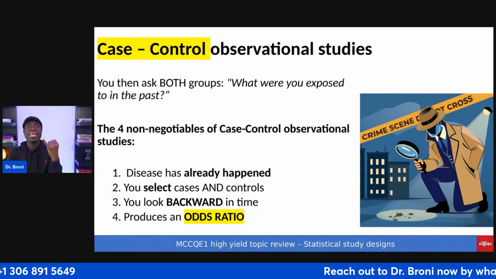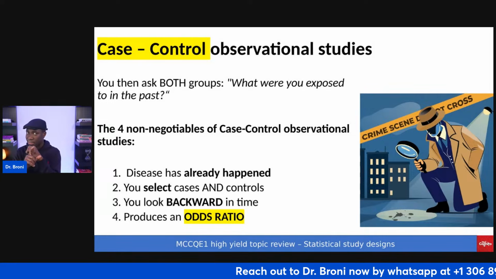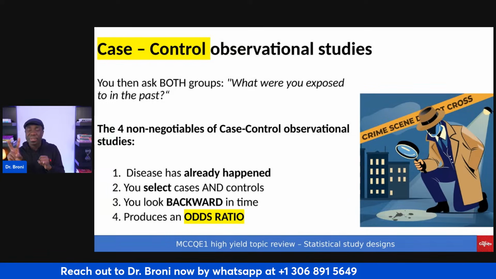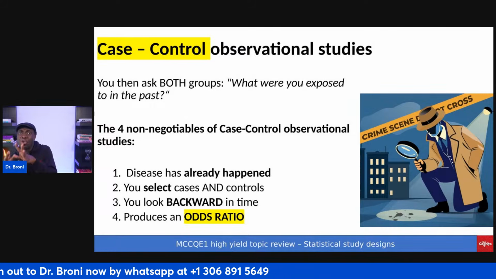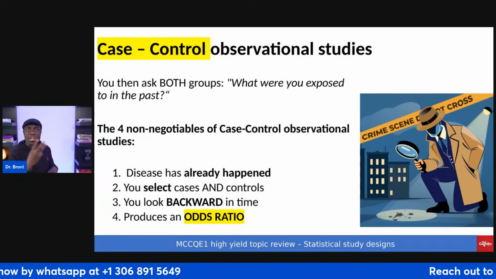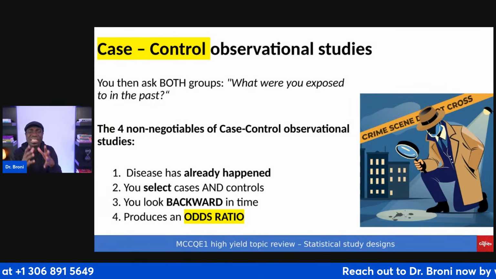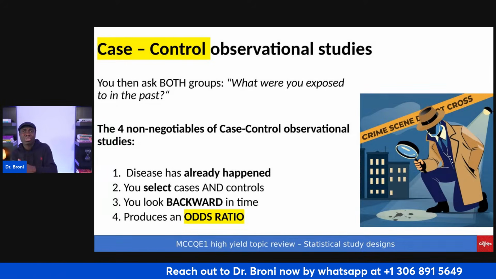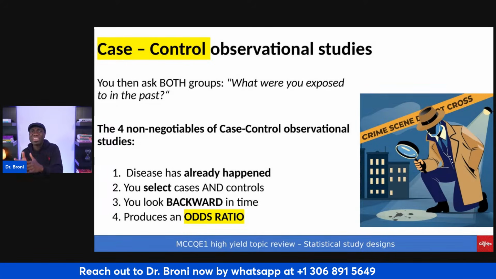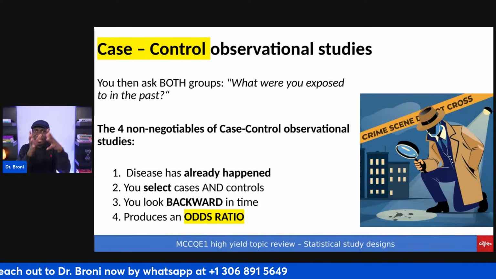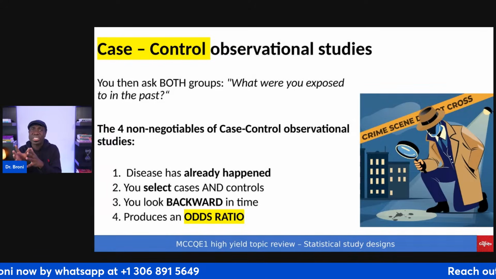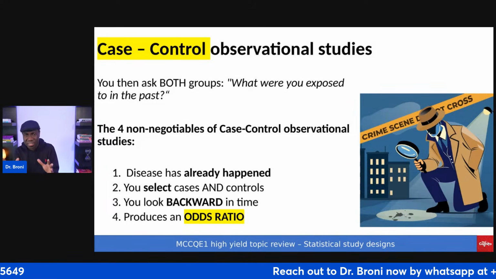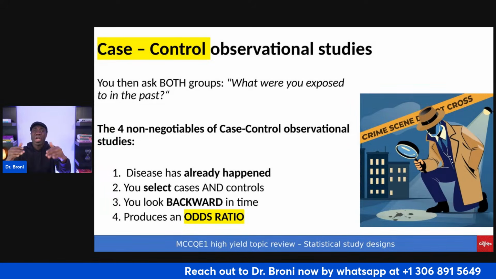Number 1, case control study. I'm a detective. So write case control study, detective. Number 2, case control study. I look backward. Number 3, case control study. The condition has already happened. Number 4, case control study. There are 2 groups of people. We have the cases, which is those who have the disease, and the control, which is those who don't have the disease. And I'm asking a very simple question. What were you exposed to?